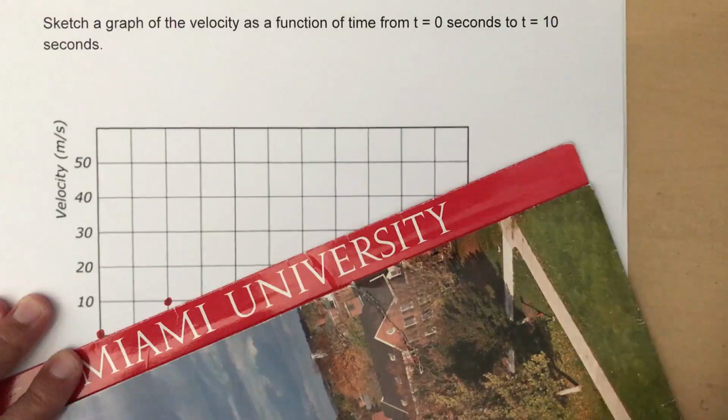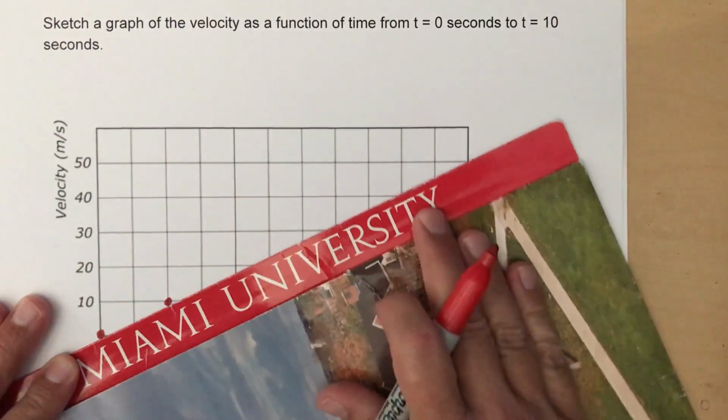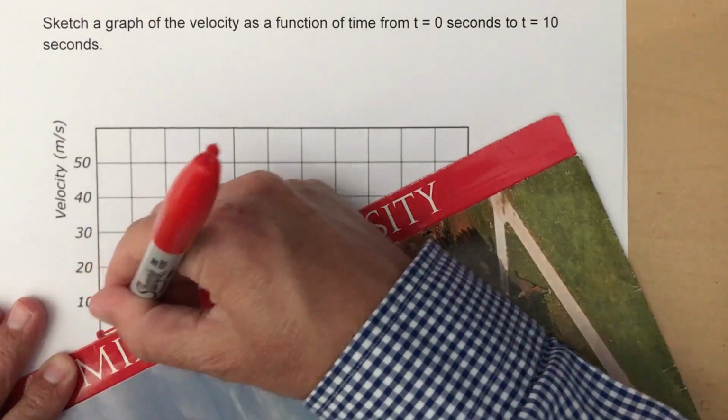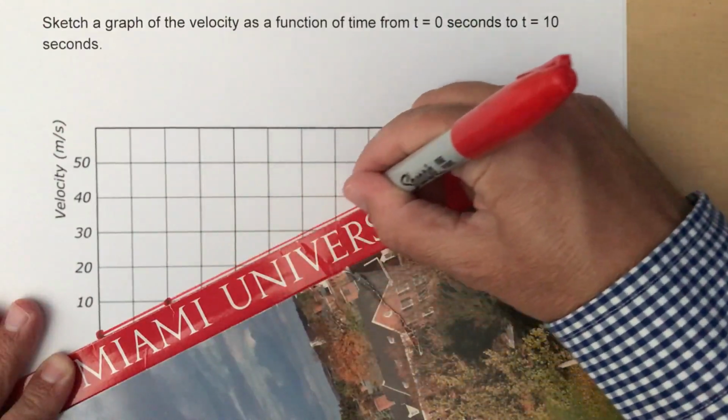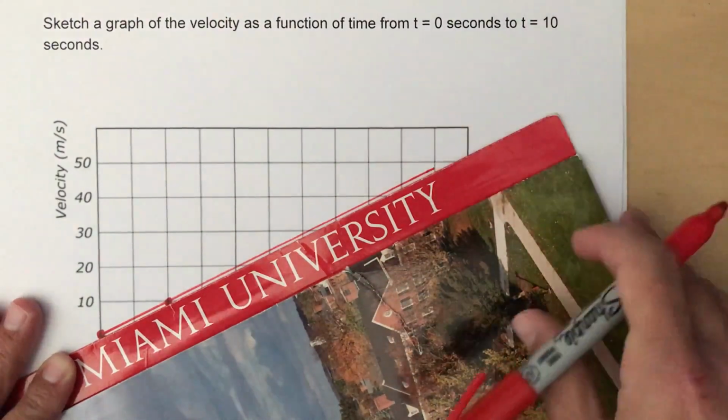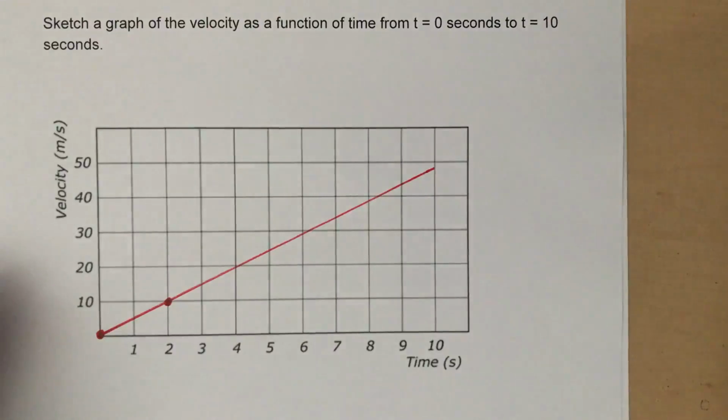All you need is 2 points to make a line here. So I'm going to line these up and then extend it out like that. And so your line should look something like that for the velocity. And I'm going to keep this one around because we're going to come back to this one a few times here.